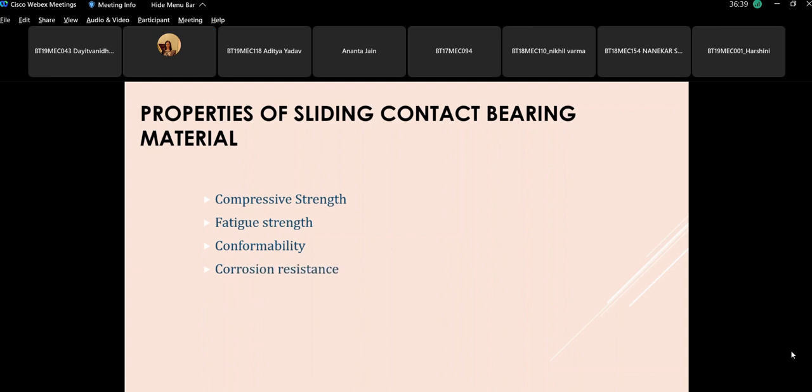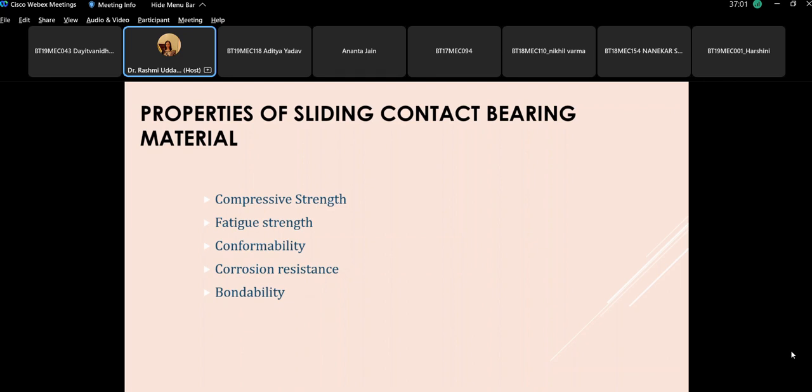Nobody talked about the corrosion resistance. Since it is made out of metal, it would corrode with continuous use. And if the surface of the bearing corrodes, then the friction would again increase. And our basic aim is to reduce friction. And hence it must be corrosion resistant.